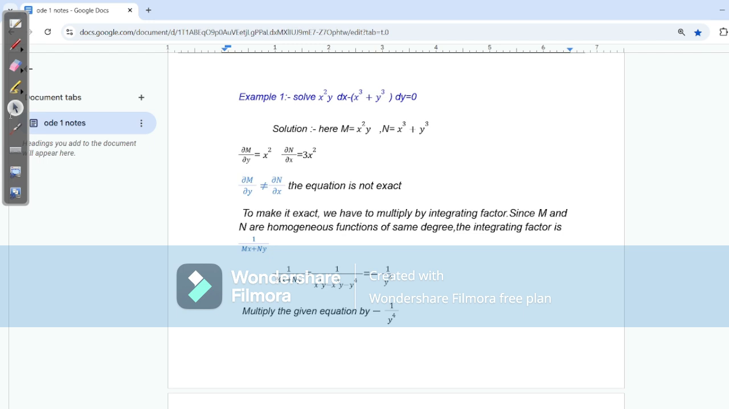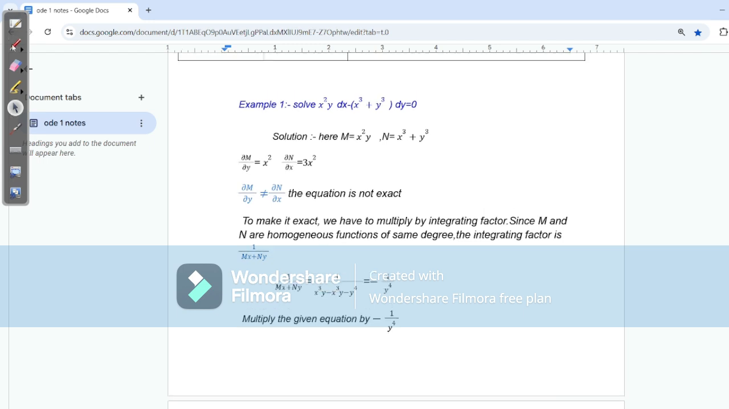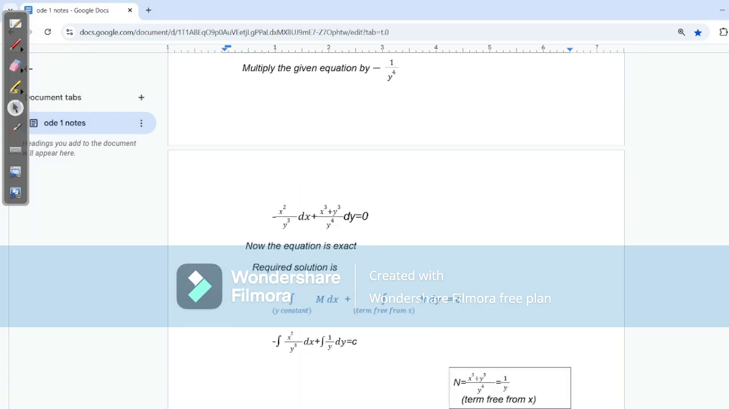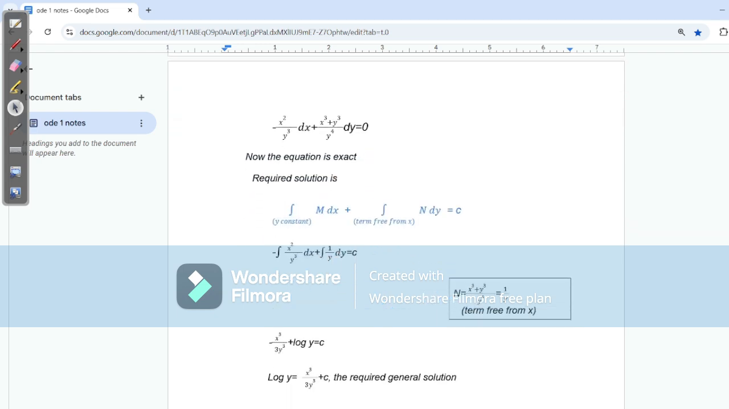So 1 by Mx plus Ny is equal to 1 by x cube y minus x cube y minus y power 4. This value gets cancelled out, giving minus 1 by y power 4. Multiply the given equation by minus 1 by y power 4. This gives x square by y cube dx plus x cube plus y cube by y power 4 dy, which is x cube by y power 4 plus y cube by y power 4.